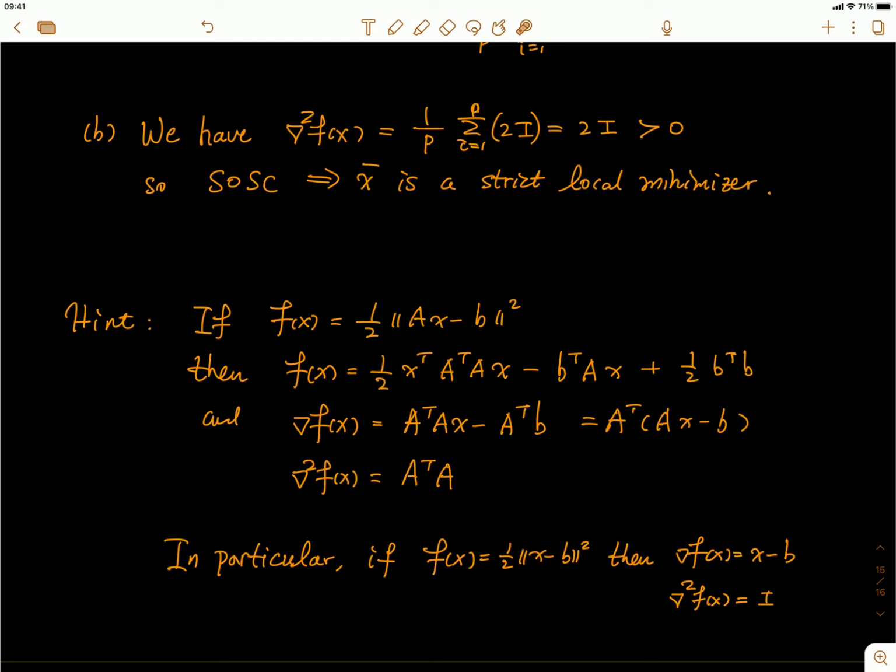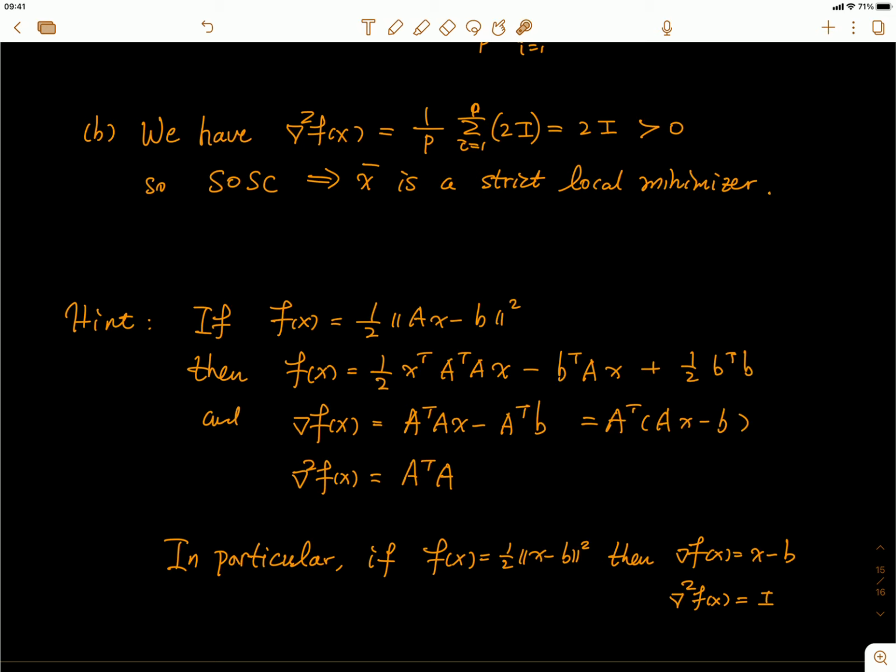So for this kind of function, the square of ax minus b, where you put a 1/2 in the front just to make things cleaner later, the gradient is essentially just keeping the ax minus b inside and putting a transpose a in front. So it's pretty much like this. And the Hessian will be just this.